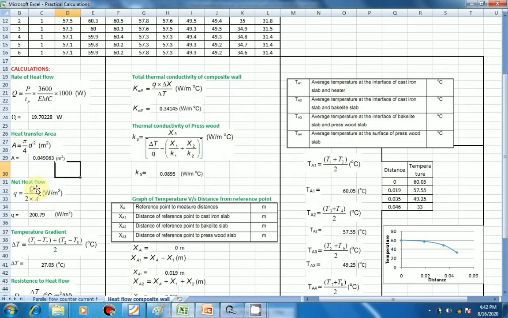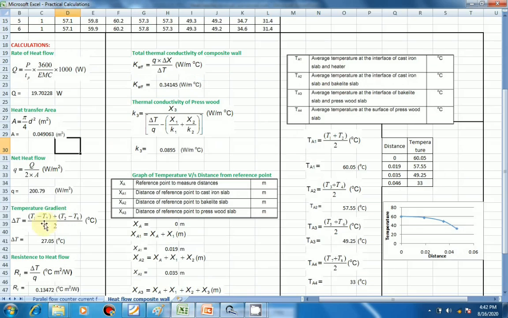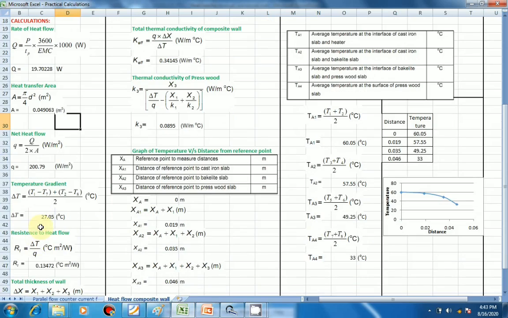So net heat flow is what? Capital Q divided by 2 times area. So net heat flow value is 200.79 watt per meter square. Then we'll find the temperature gradient. So temperature gradient is delta T. This is the equation for that. And we got the value of delta T as 27.05 degrees Celsius.